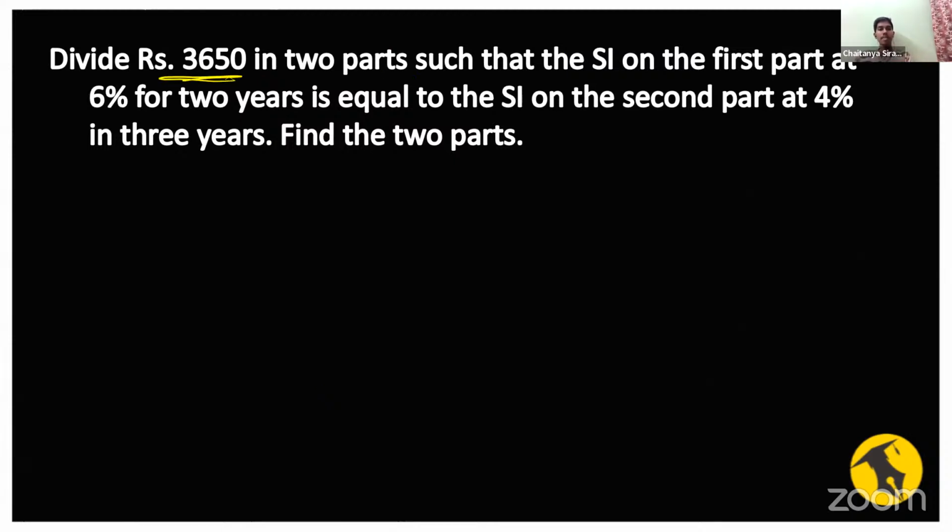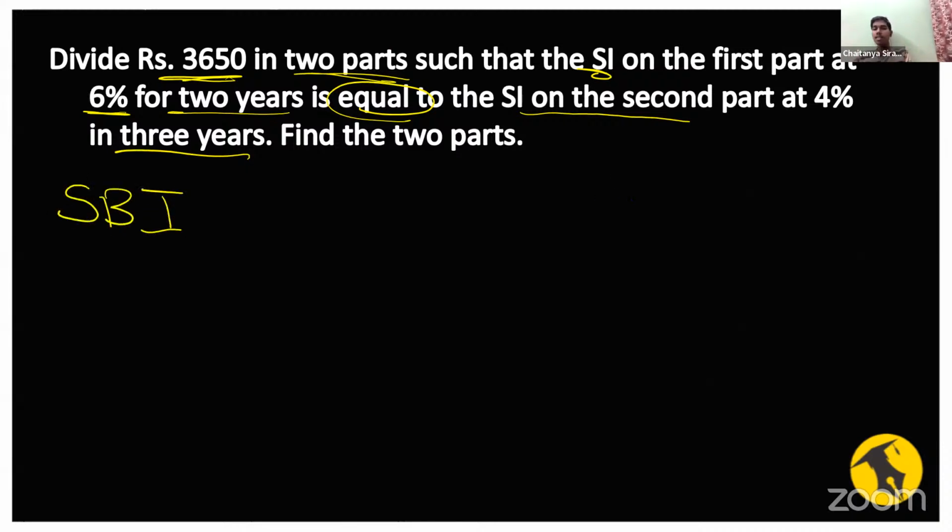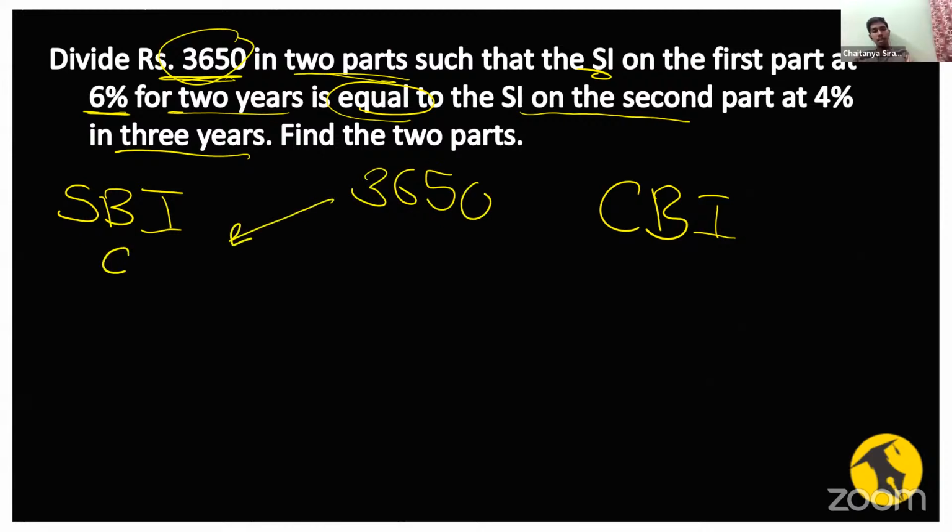Divide 3650 in two parts such that simple interest on first part at 6% for 2 years is equal to simple interest on second part at 4% for 3 years. So you can think like you are investing in two different banks. Let's say one is State Bank of India, SBI, and another is Central Bank of India. So you have 3650, you invest some amount, let's say A in SBI, and how much would you invest in CBI? It would be 3650 minus A.